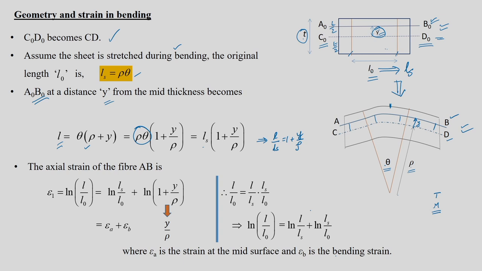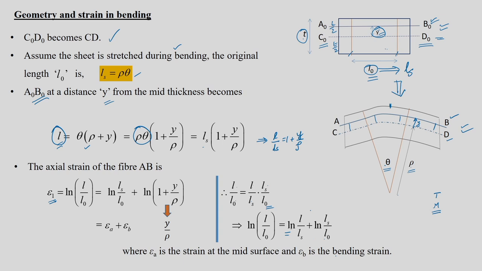So, you will see that now we need to find the axial strain of the fiber AB. This AB is like any fiber, with respect to your mid thickness fiber CD. So now we need to find the strain at the fiber AB, which I am going to call epsilon 1, which is nothing but ln of L by L naught. AB is connected to L and the original length is L naught for us, so I write ln of L by L naught as per our original definition. This L by L naught can be written as L by Ls into Ls by L naught. If I take a logarithm, ln of L by L naught is ln of L by Ls plus ln of Ls by L naught.